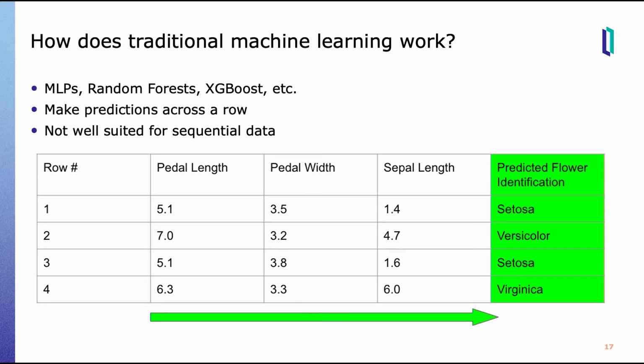This type of modeling is not well suited for sequential data. It is difficult to use data from, say, rows 1 and 2 to make a prediction about the third row. It is possible. You can use duplication or lag features, but it's far from optimal.